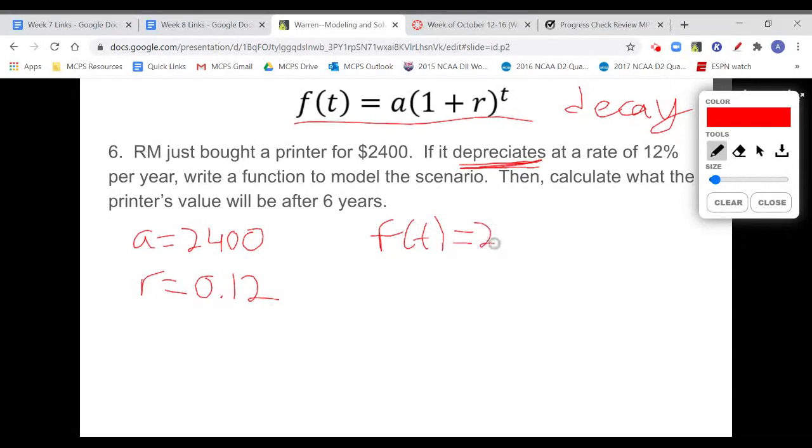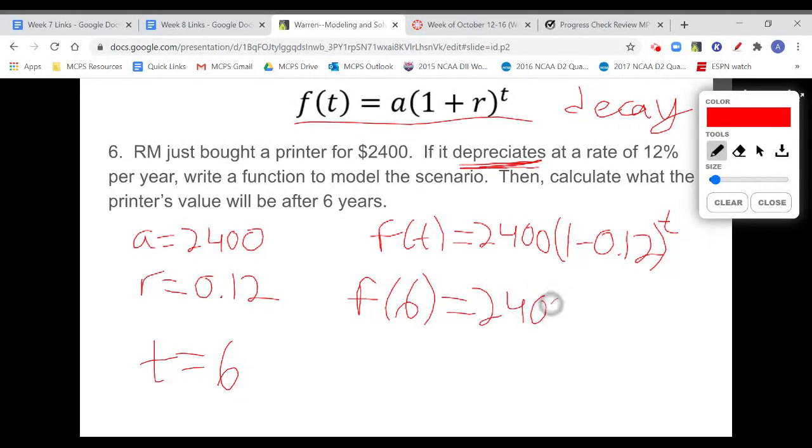So again, just as always, I plug in A, my initial value, and then I have to figure out, okay, this was a decay. So remember, I'm decreasing, I'm getting smaller, and so that indicates to me that I'm going to subtract the rate before raising it to the exponent of t. And then it asks to calculate what the printer's value will be after 6 years. So t is 6, and I'm looking for f of 6.